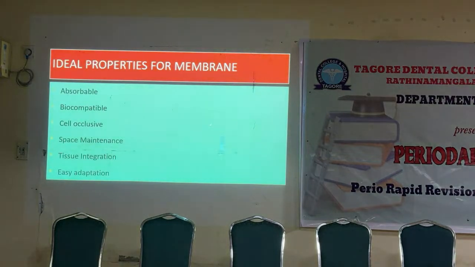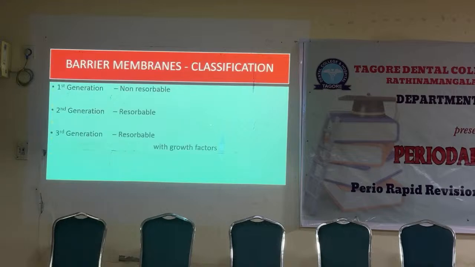These are the ideal membrane properties as usual. It should be biocompatible, it should create a space, and it should have easy adaptation. And this slide is very important. How will you classify membranes? These are very commonly asked as short notes and as a viva question also. First generation, second generation, third generation. First generation is non-resorbable. Second generation is resorbable. Third generation is resorbable with growth factors.